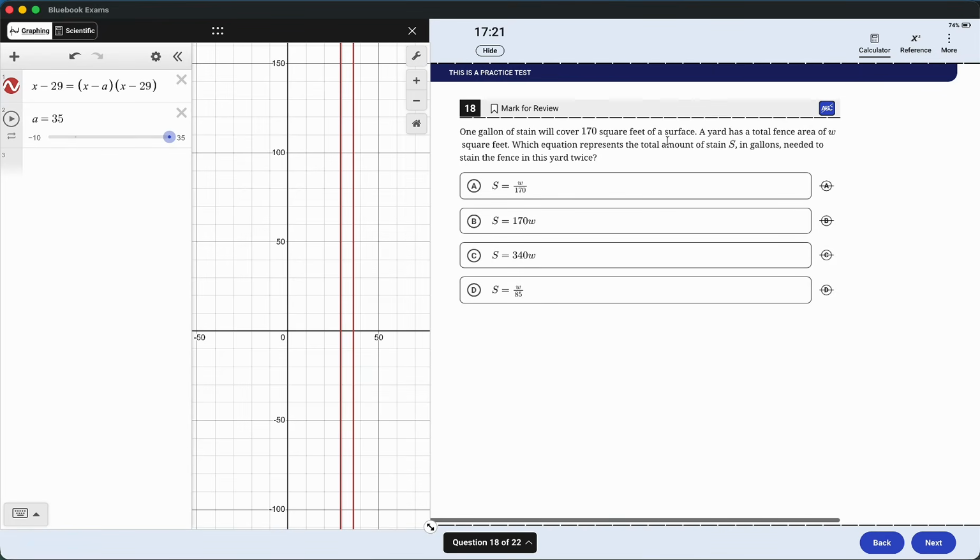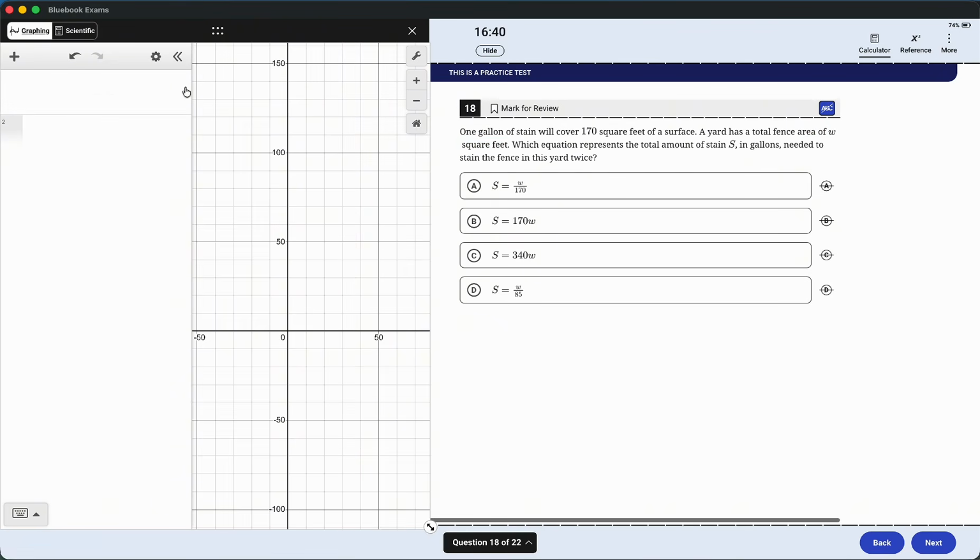Next one, 1 gallon of stain will cover 170 square feet of surface. A yard has a total fence area of W square feet. Which equation represents the amount of stain, S, in gallons needed to stain the fence in this yard twice, right? So you've got to just pick out the correct equation here, right? And in order to do that, one really easy way is you can just find a combination for S and W to plug in and verify which equation is made true based on those points, right? So in order to pick out that point, you've got to know what these variables are, right? And you see, they always tell you W is the square feet and S is gallons, right?